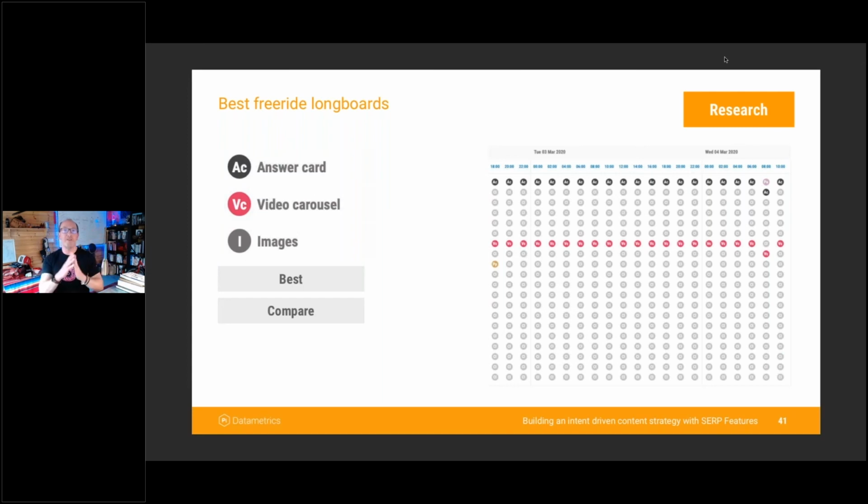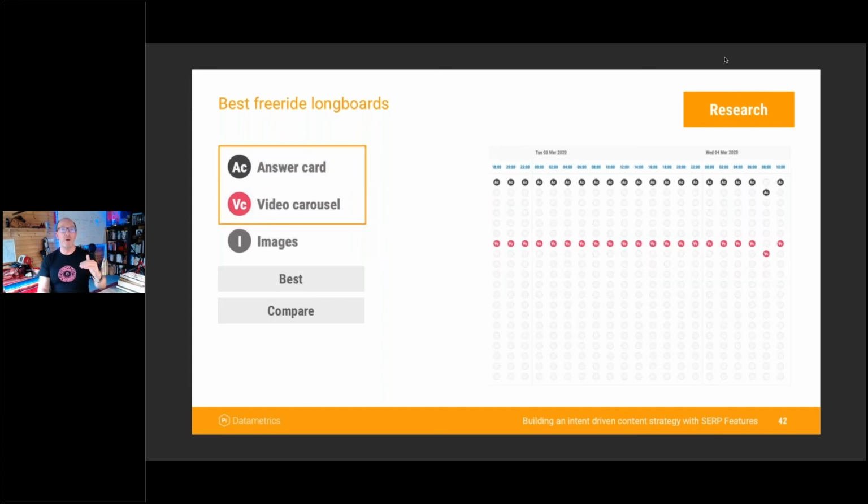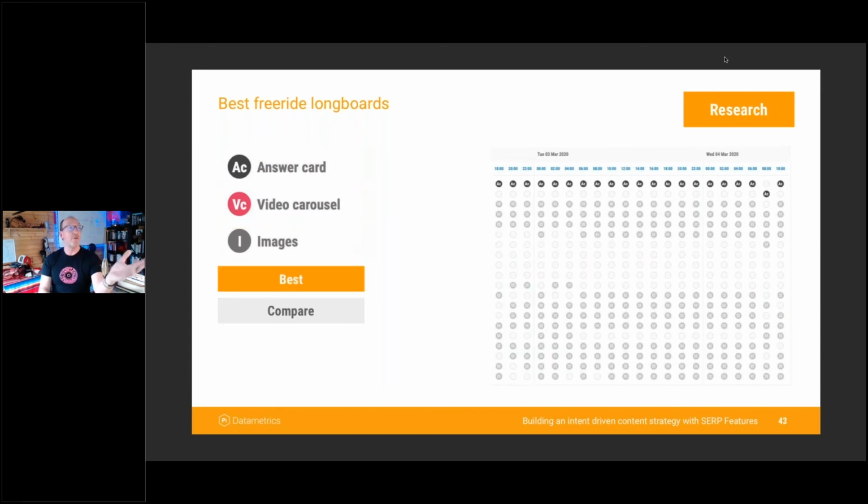I'm expecting to see answer cards, video carousels, and images. Okay, what do we see? We see those answer cards, and we see the video carousel. What else do we see? Well, the rest of the classic links have "best" in the title. So again, this SERP landscape for this term is shouting out research: create research-based content.